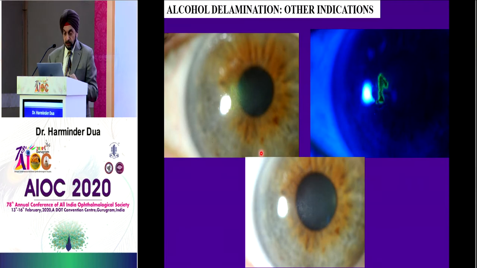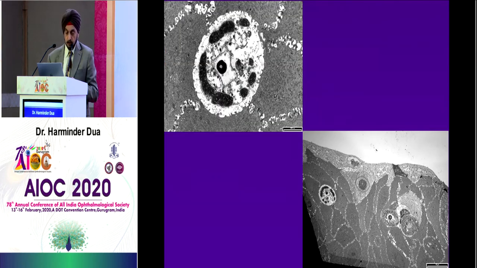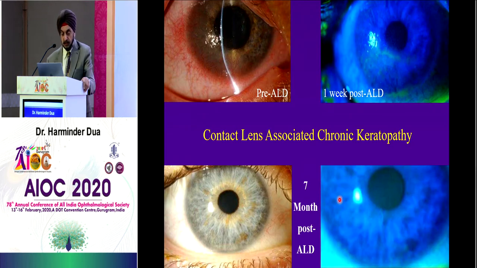So here's another patient with a presumed herpetic eye disease, a non-healing area that never healed. So then we did alcohol delamination. It completely healed, leaving some subepithelial scars. From the tissue, we could see a lot of apoptosis, marginalization of the chromatin, as you see over here, and with some intranuclear inclusion bodies. This was a very interesting situation.